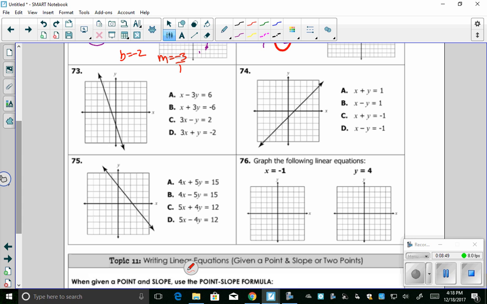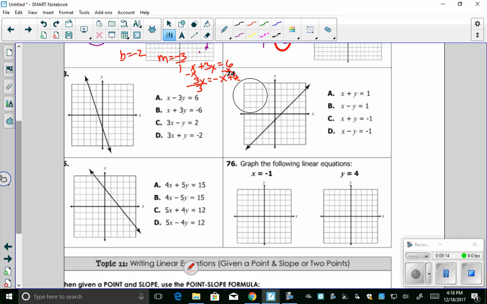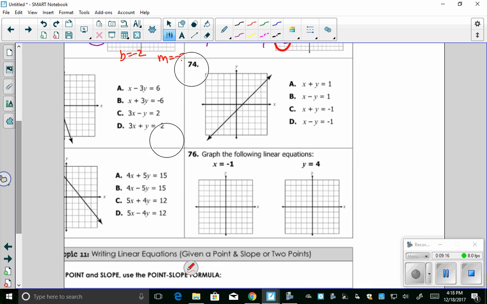Okay, so let's look at B. x plus 3y equals 6. Subtract x. 3y equals negative x plus 6. Divide by 3, and you get y equals negative 1/3 x plus 2. Nope, slope is still wrong. So it can't be that one.